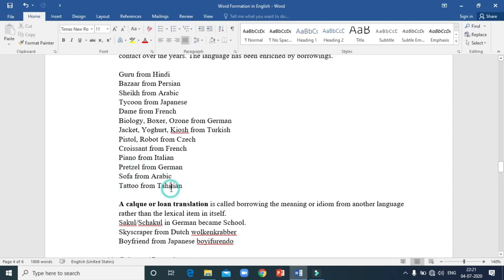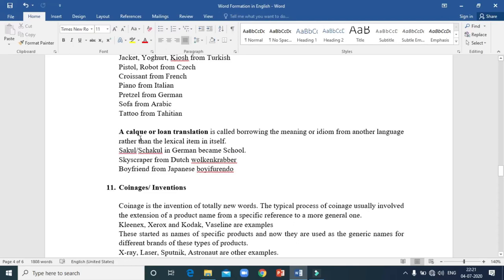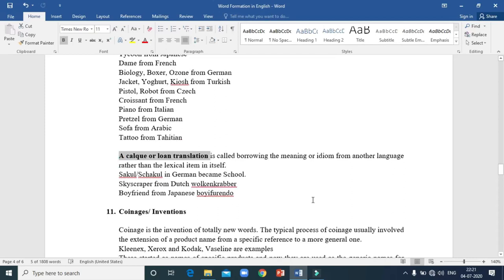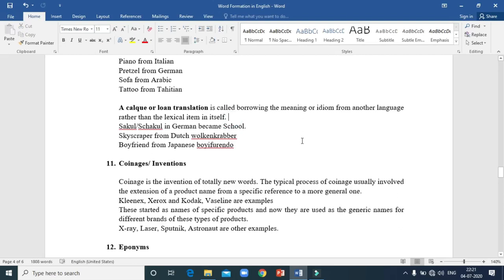Let's look at a subheading of borrowings. This is called a calque or loan translation. So this is also a kind of borrowing. In this, what happens is a word is borrowed from another language, and then a slight translation is given to that word, and then it becomes a lexical item in this language itself.